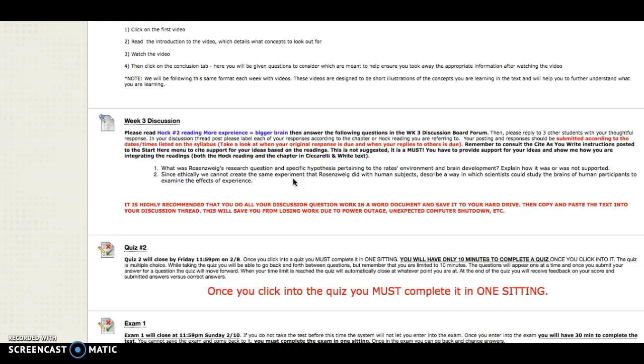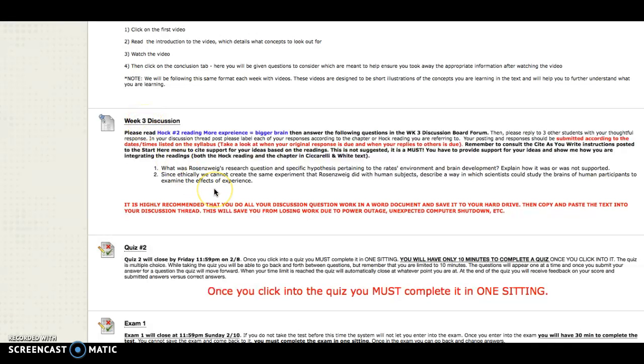And you're going to be citing the Hawk reading. You're also going to be citing the chapter. The chapter talks all about the brain and how it's affected by things we do and the environment that we live in. So you should be integrating some of that into your response. So that's part one, is where you're responding to the discussion questions by just clicking into here.